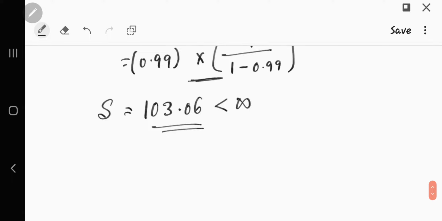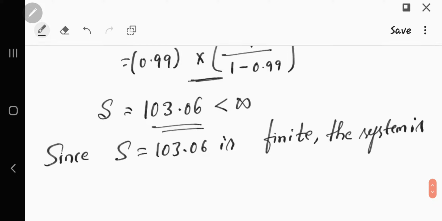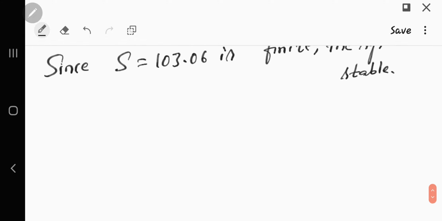Therefore the system is stable. So you can conclude it: since S is equal to 103.06 is finite, the system is stable.